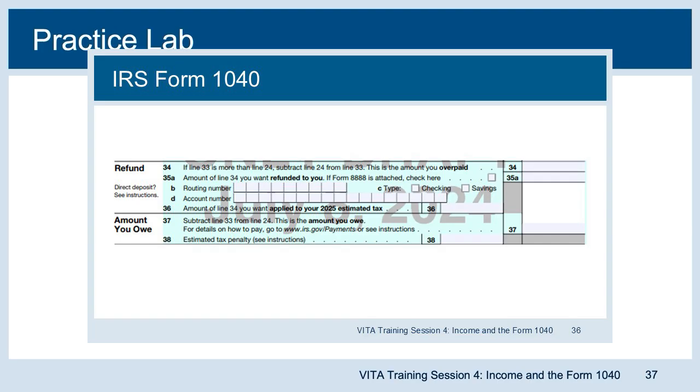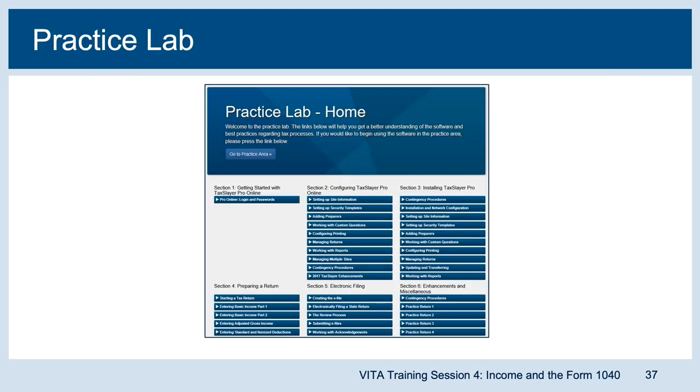We know this was a lot of information, but we hope it helps you understand taxes a little more. Now feel free to start working on exercises in the practice lab. Using the sign-on information you created in Training Session 1, sign into TaxSlayer. On the home page of TaxSlayer's practice lab, select Go to Practice Area to start your practice return. Refer to Section 4, Preparing a Return, on the practice lab homepage to assist you in completing the practice problem.